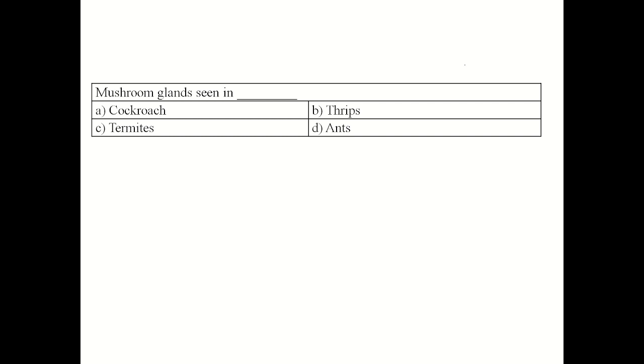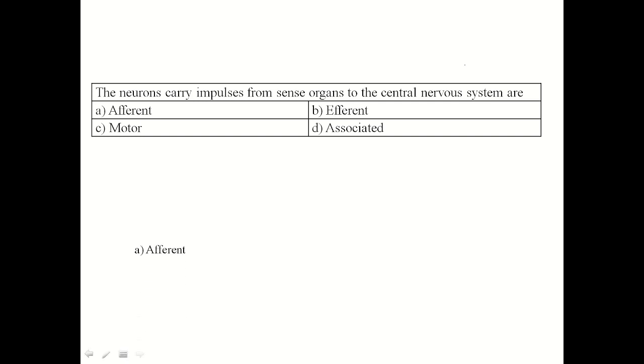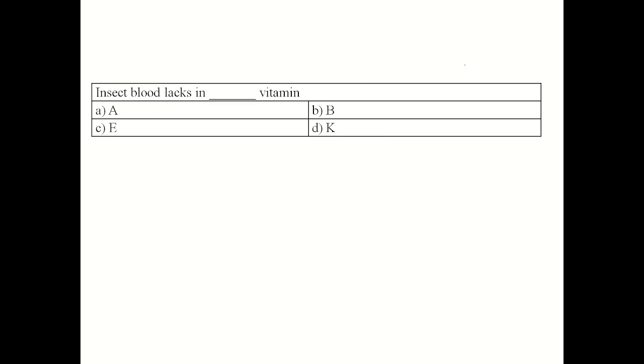Mushroom glands seen in cockroach. The neurons that carry impulses from sense organs to the central nervous system are known as afferent or sensory neurons. Insect blood lacks vitamin K. Superfamily ends with the suffix oidea. The juvenile hormone is secreted by corpora allata.